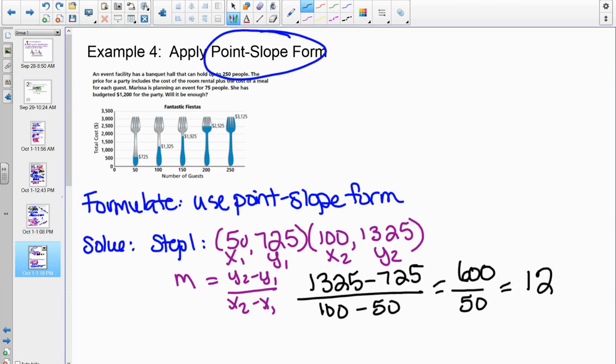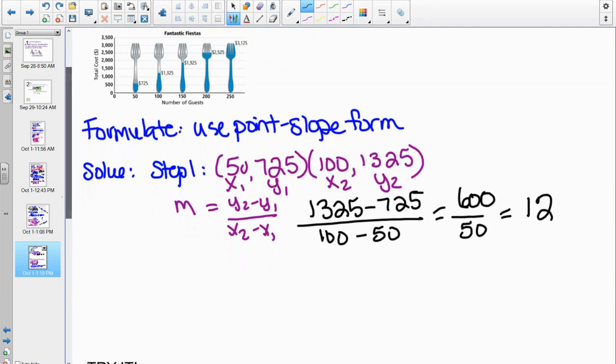So just because it's a storyline, let's think about what 12 means. 12 would be the cost per meal. Okay. Now, next step, because our goal is to find out if we have enough money and we know how many people are coming, we're going to take this and put it in slope-intercept form, so we got to go to that step 2. So pick a point.